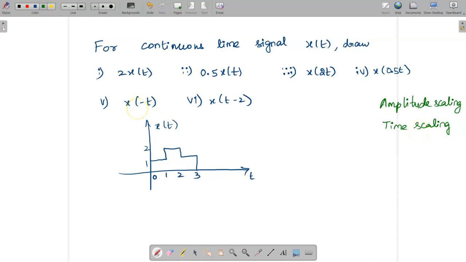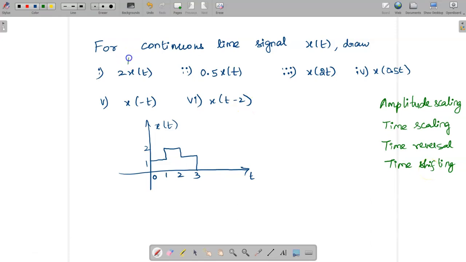And then next is time reversal. Time reversal means the functional value t will be reversed, that is t will become minus t. Next is time shifting. Time shifting means the given signal will be shifted by some constant value, that is t plus some value or minus some value. That is time shifting.